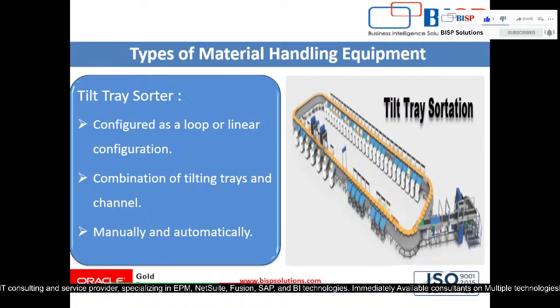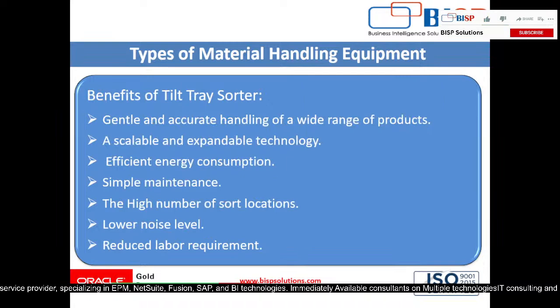We have some benefits of the tilt tray sorter, right? It has unique characteristics: this system can handle a wide range of product types, sizes and weights gently and accurately, right? And this system is scalable and expandable technology. We can expand it as required in the future, so if you want to expand this equipment, you can easily expand it, right? It gives efficient energy consumption characteristics with simple maintenance, right?